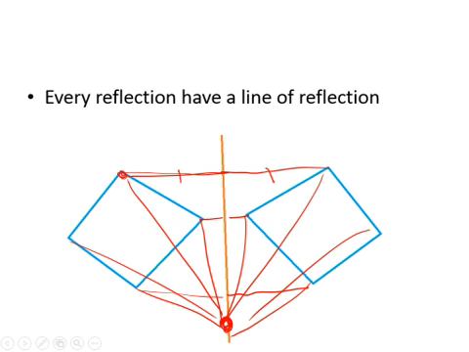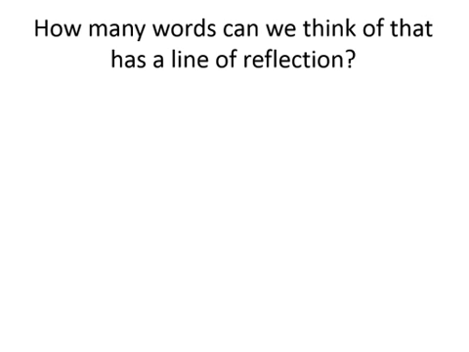So every reflection has some sort of line of reflection which it's revolved around. Usually when we're dealing with a coordinate plane, it's the x-axis, the y-axis, or a line somewhere else on the axis.